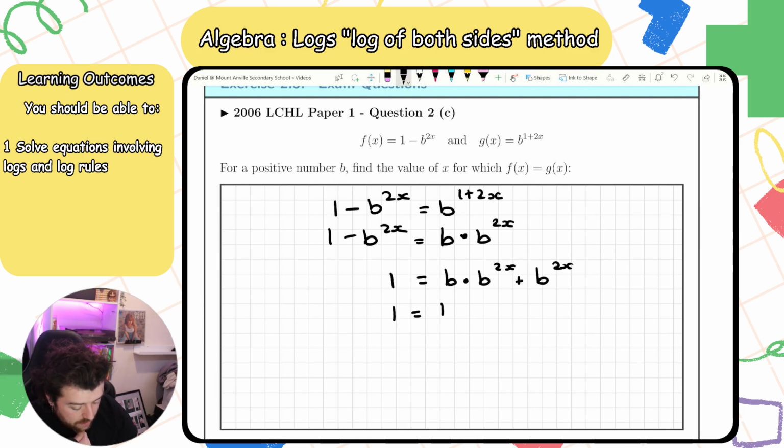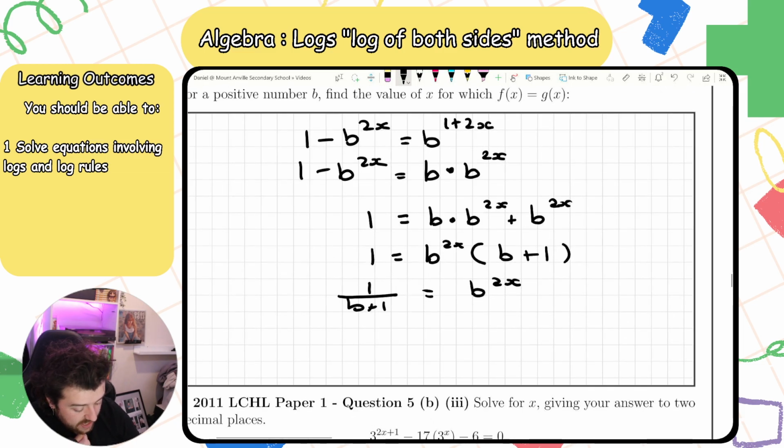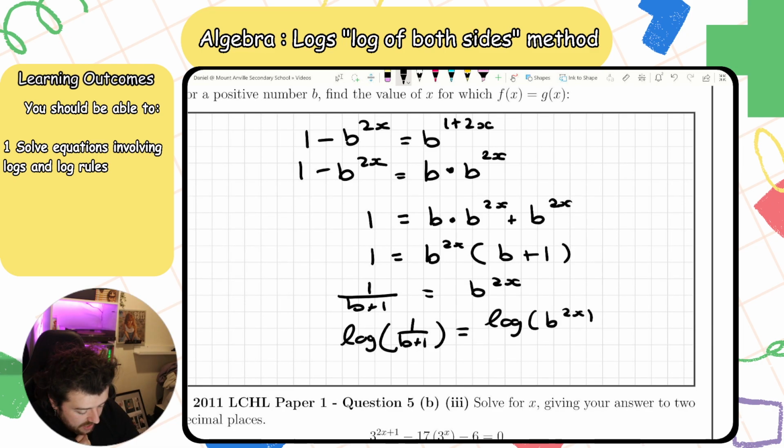1 equals, factor out b to the 2x. So b to the 2x, factor it out. That's going to be b plus 1. So divide both sides by b plus 1. 1 over b plus 1 equals b to the 2x. And I want x on its own. So an easy thing for me to do is take the log of both sides. So log of 1 over b plus 1 equals log of b to the 2x.